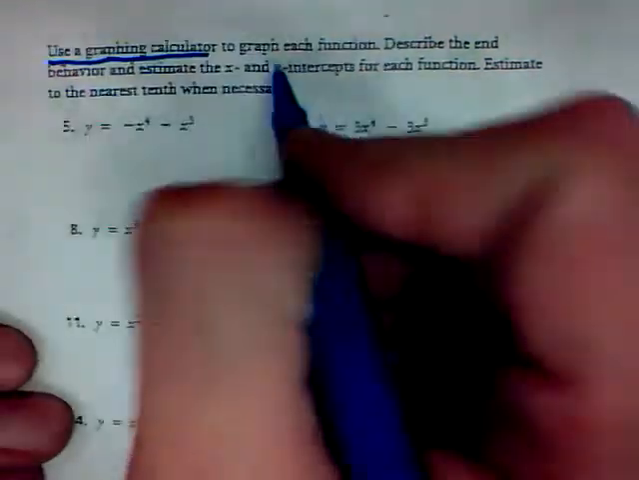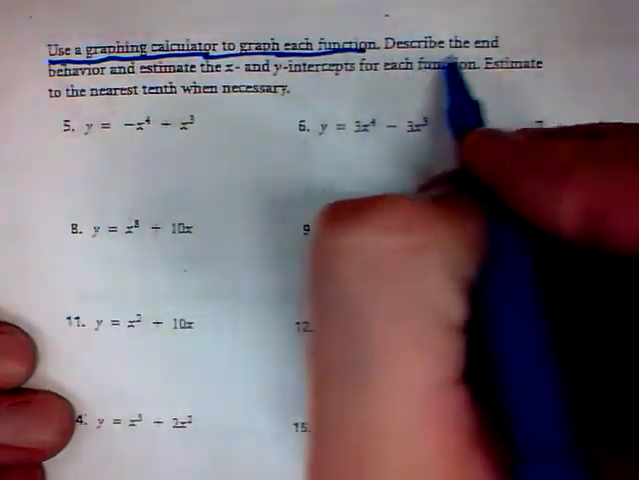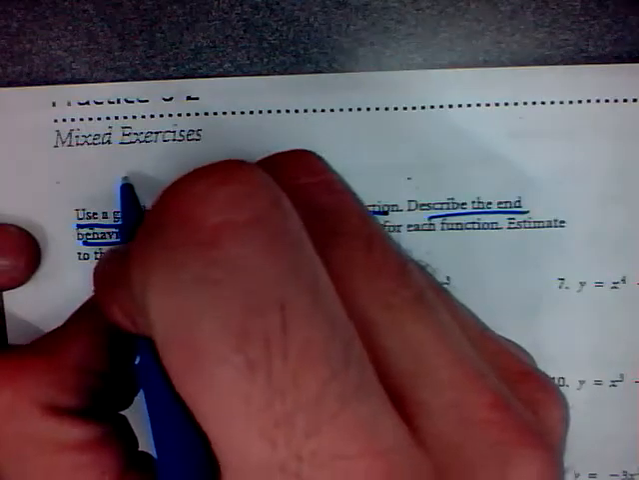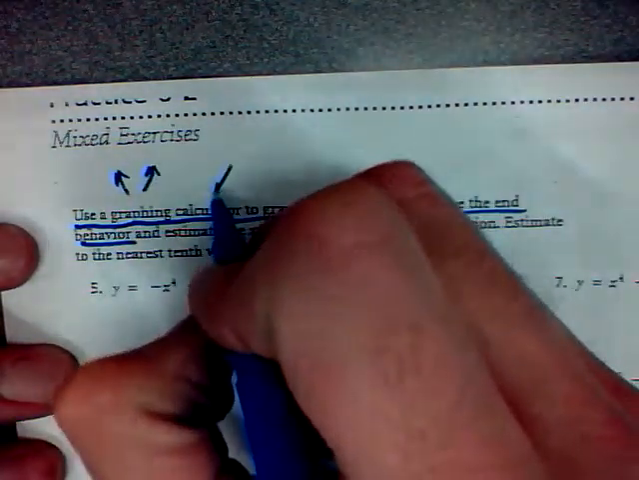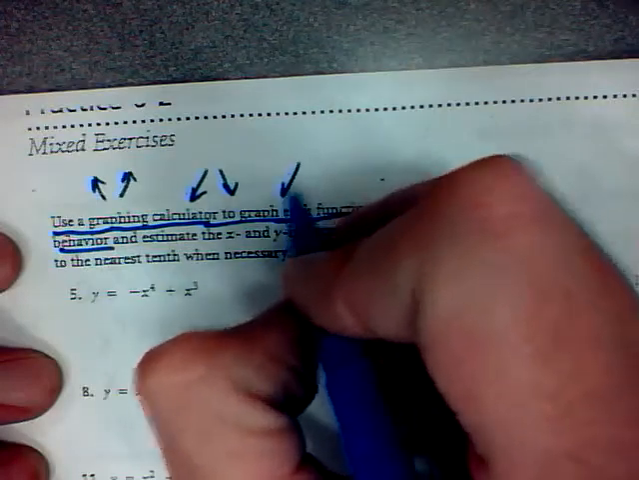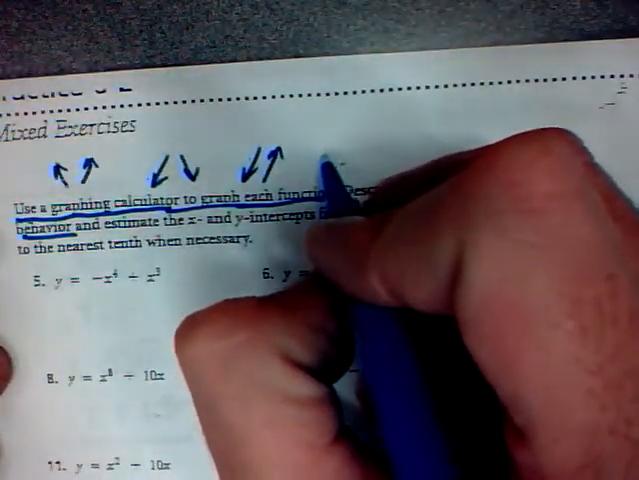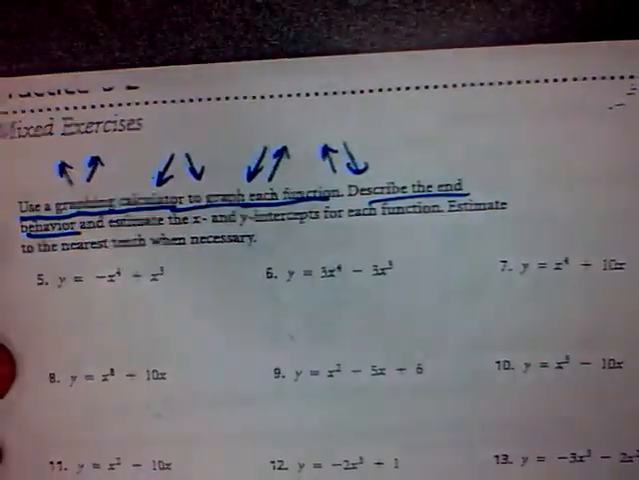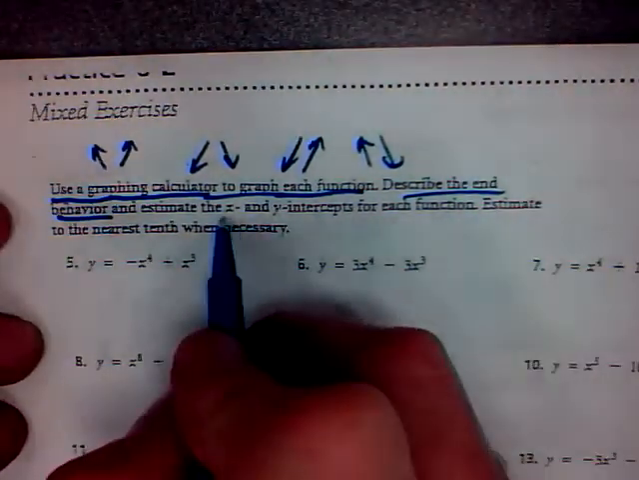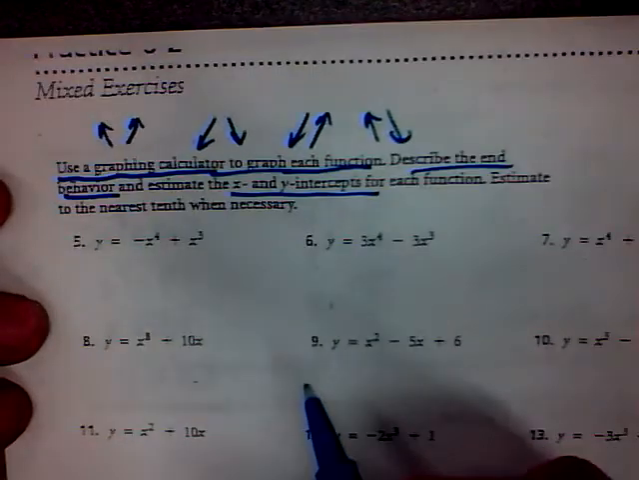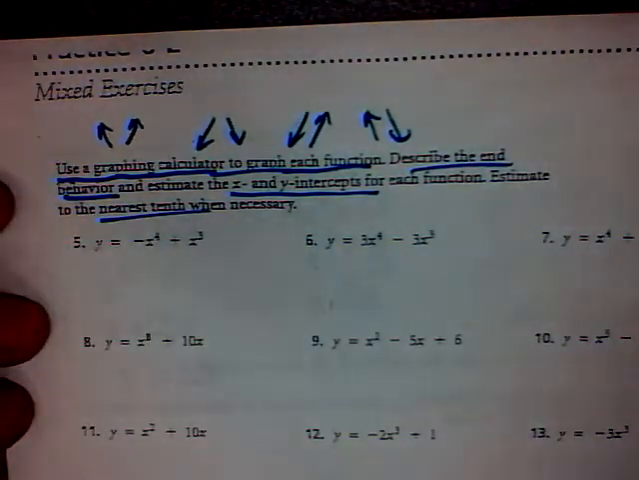Okay, so let me go over a couple of the homework examples. So on your homework example here, in the first section, the first thing they want you to do is use a graphing calculator to get the graph of each function. Then you're going to describe the end behavior, and the end behavior is going to be either up, up, down, down, down, up, or up, down. Okay. And then you're also going to find any x and y intercepts.